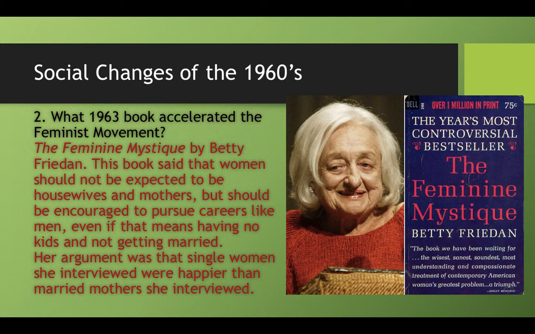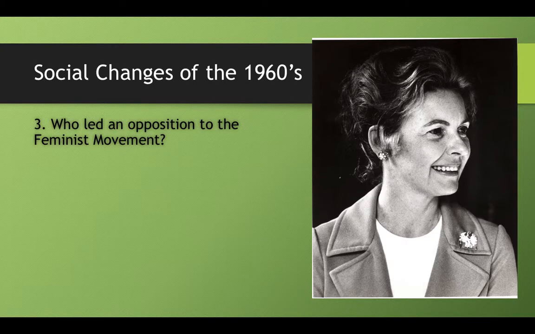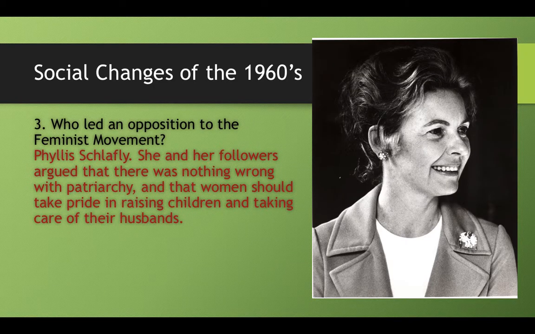Millions of copies were sold, and a lot of people read this book and became what was known as feminists, all right? But not all women were behind this movement. One person who led in opposition to the feminist movement was a lady named Phyllis Schlafly. And she and her followers argued that there was nothing wrong with the concept of patriarchy, which is basically a male-dominated society. She said as long as men treat women with respect, it's okay that men are in leadership roles and women should be all right with that.